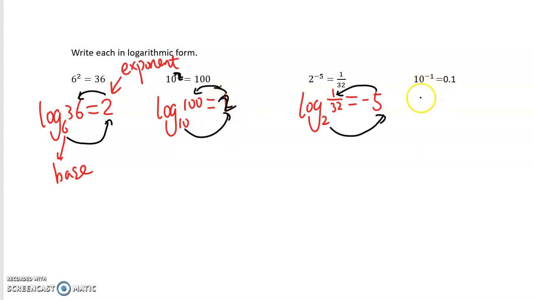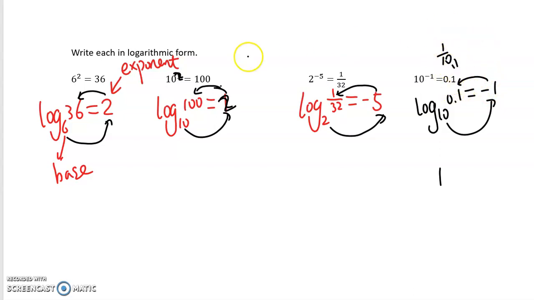Similarly, for the last one, we convert log base 10 of 0.1, which is equal to negative 1. Again, because base 10 to negative 1, when we rewrite it, 10 to negative 1 is going to be equal to 1 over 10, and 1 over 10 is equal to 0.1. Okay, so that's how we convert an exponential form to logarithmic form.